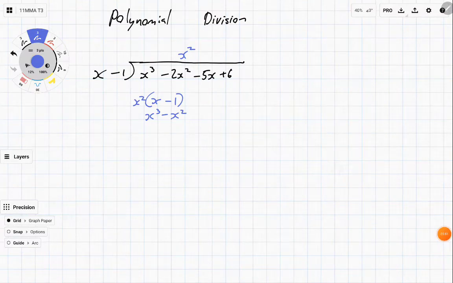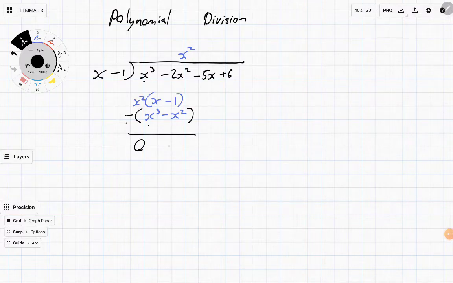Alrighty. Now I need to do the subtraction. X to the 3 minus x to the 3 is 0. Remember, that's the whole point. Minus 2x squared minus x squared. Well, minus a minus is actually plus x squared, so minus 2x squared plus x squared is going to be minus x squared. Alrighty. So we've done the first step.